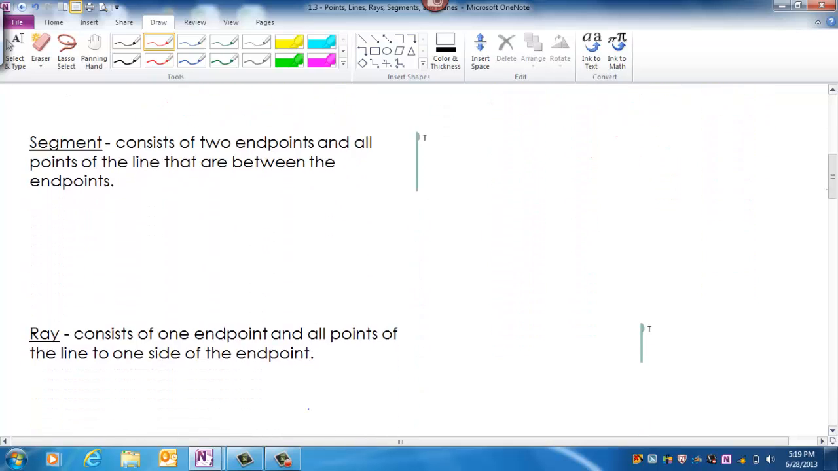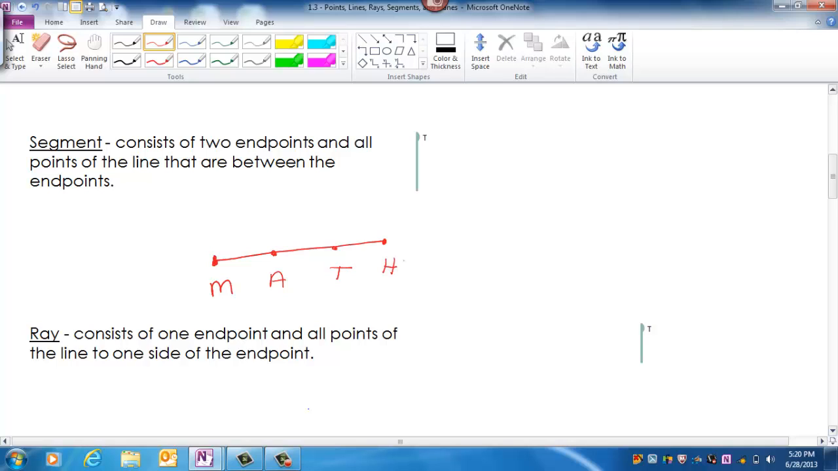Okay. The next one, a segment. A segment consists of 2 endpoints and all points of the line that are between the endpoints. So basically it's a part of a line, and the difference is though that it does not go on forever in both directions. It has a starting point and an ending point. So let's say we had some points labeled on this segment. Point M, point A, point T, point H.